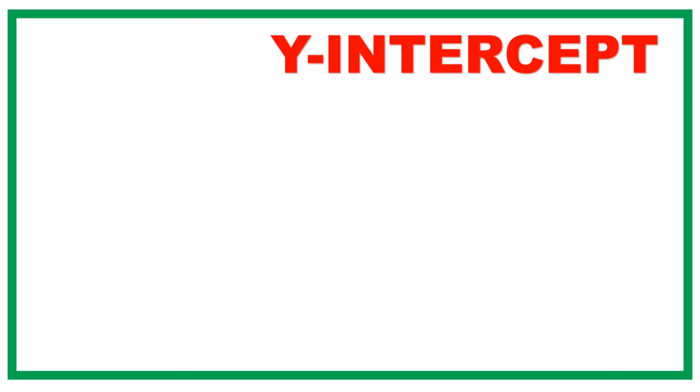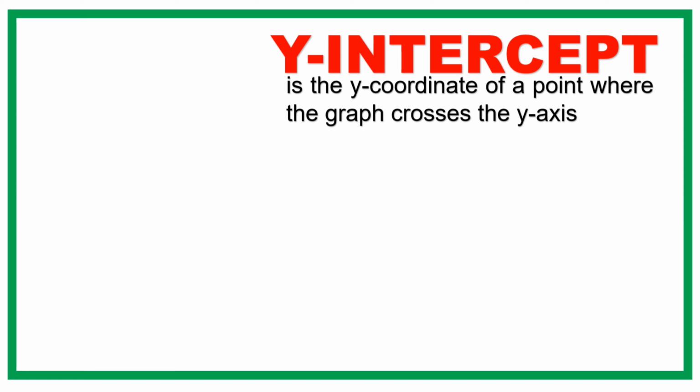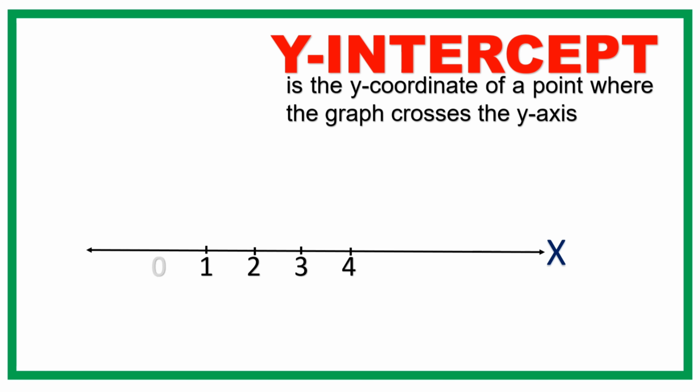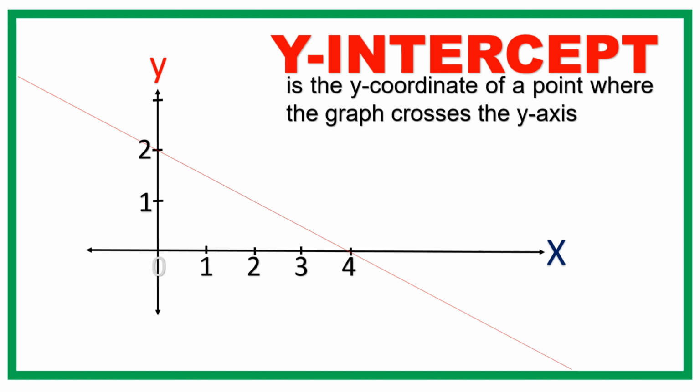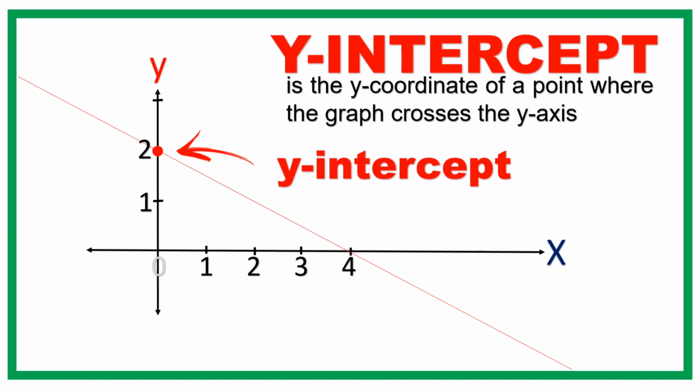Now let's talk about y-intercept. What is a y-intercept? Y-intercept is the y-coordinate of a point where the graph crosses the y-axis. Let's review this. This is the x-axis, and we have here the y-axis. We have the line, and this is the example of y-intercept. The y-intercept in this example is 2, and its coordinate is (0, 2).